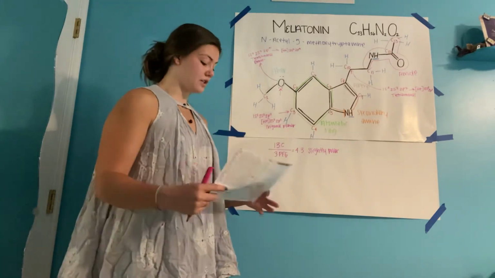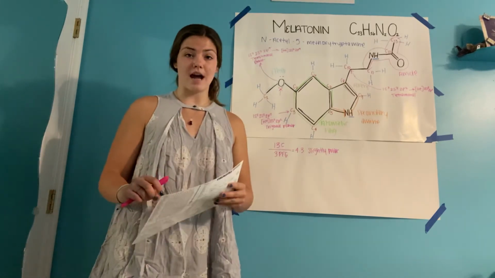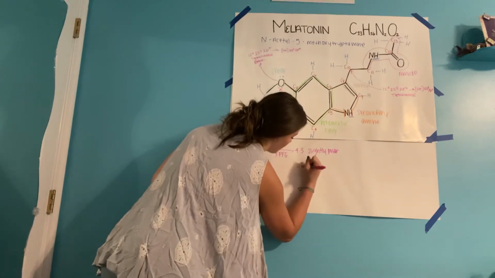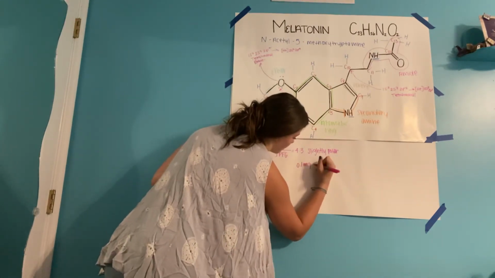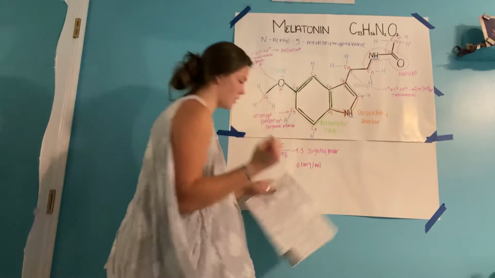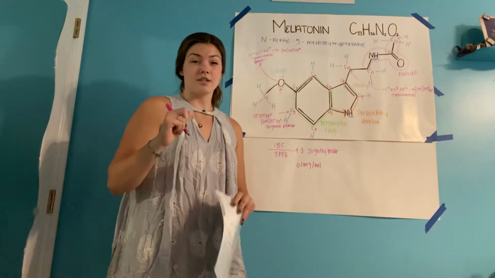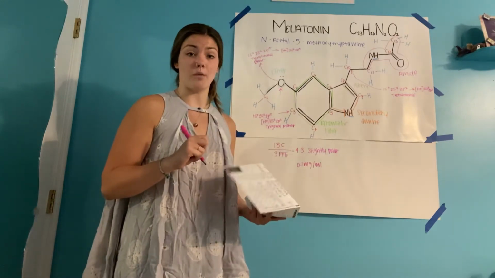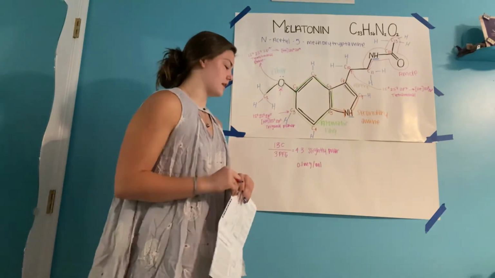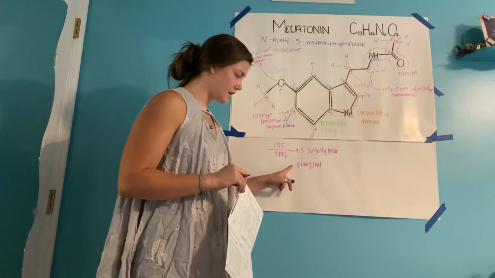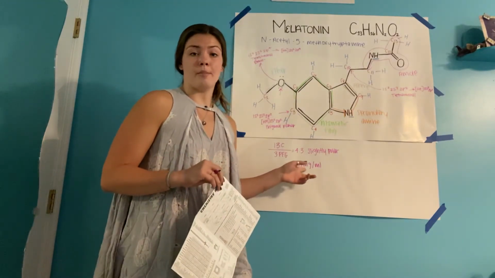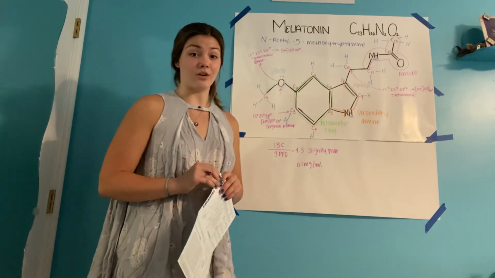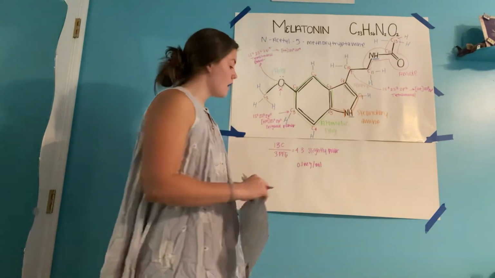And based on my research, I found one website that said that 0.1 milligrams per milliliter of melatonin dissolves in water. So as you can see, it doesn't dissolve very well in water. And other websites that I looked at didn't have exact numbers for this, but it did say that it didn't dissolve very well. The solubility isn't very good in water, but it can dissolve some.